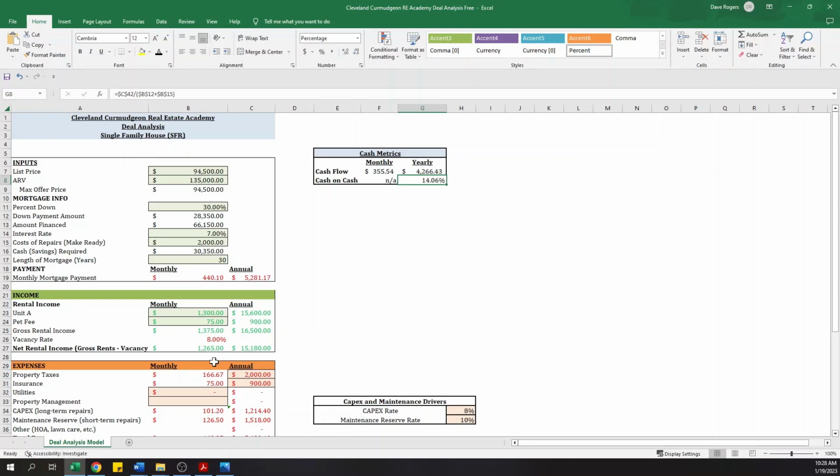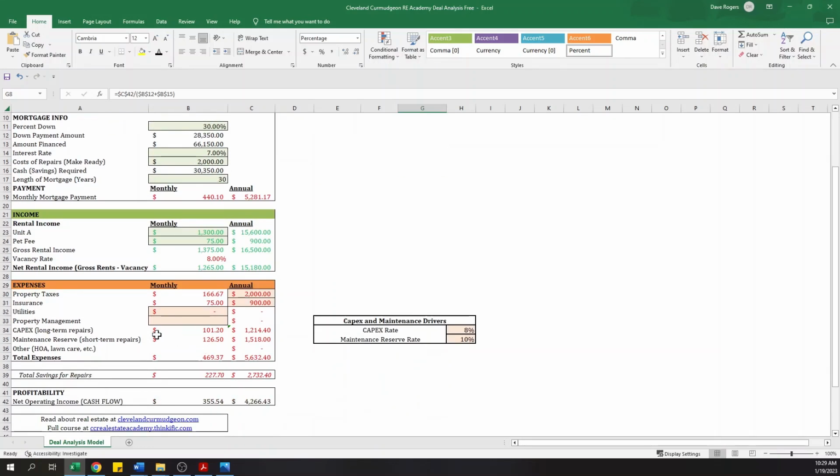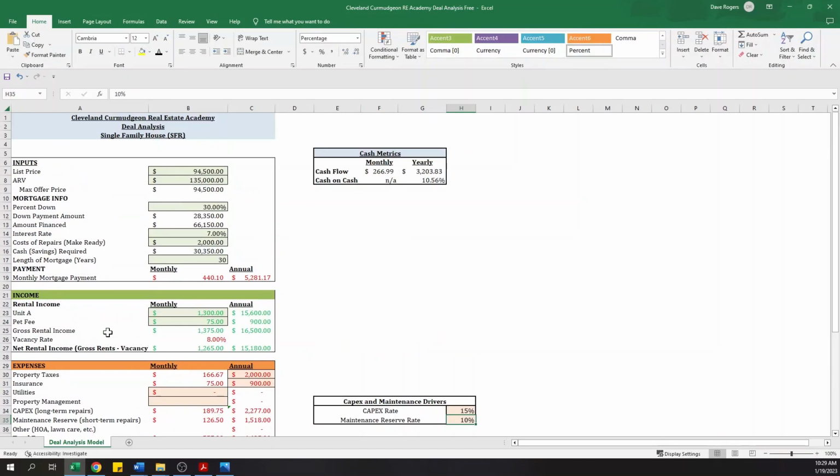And now we can go line by line and see how I can affect these numbers and how I can get a better return. I won't go over CAPEX and maintenance again, but we already lowered this to 8%. If we had stayed at the 15, we'd be back down to 10% cash on cash, versus the 8, which is 14%.